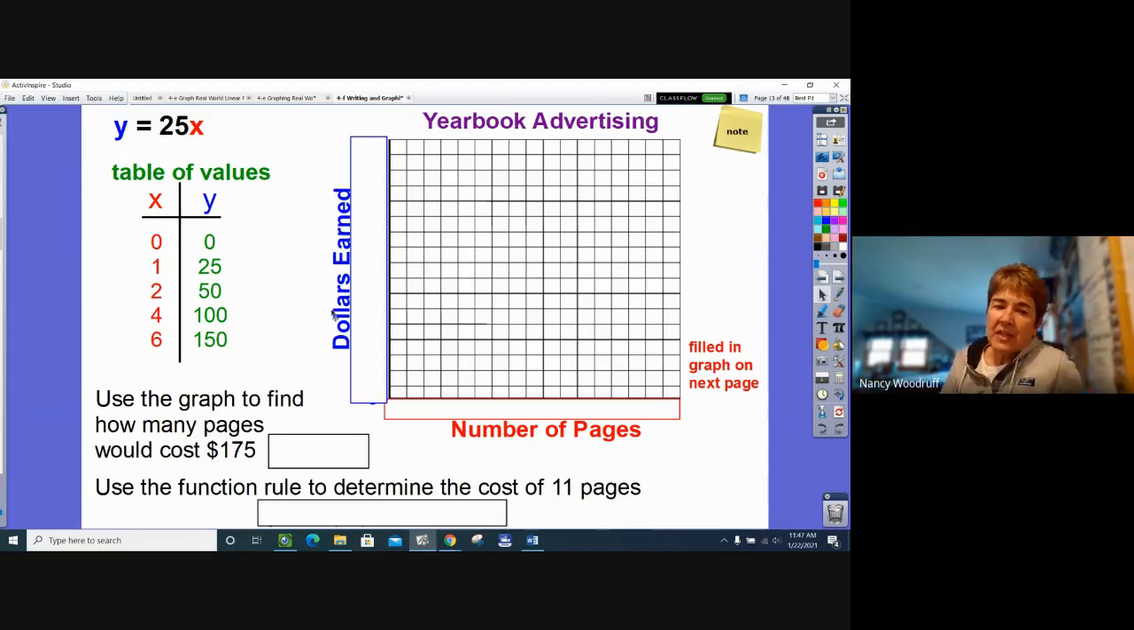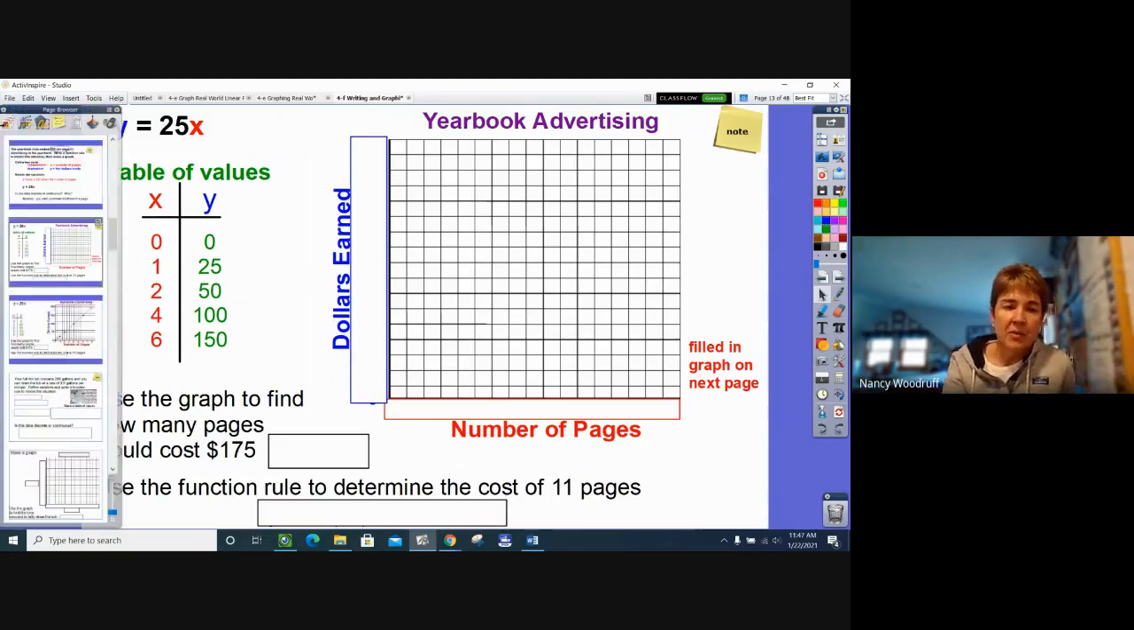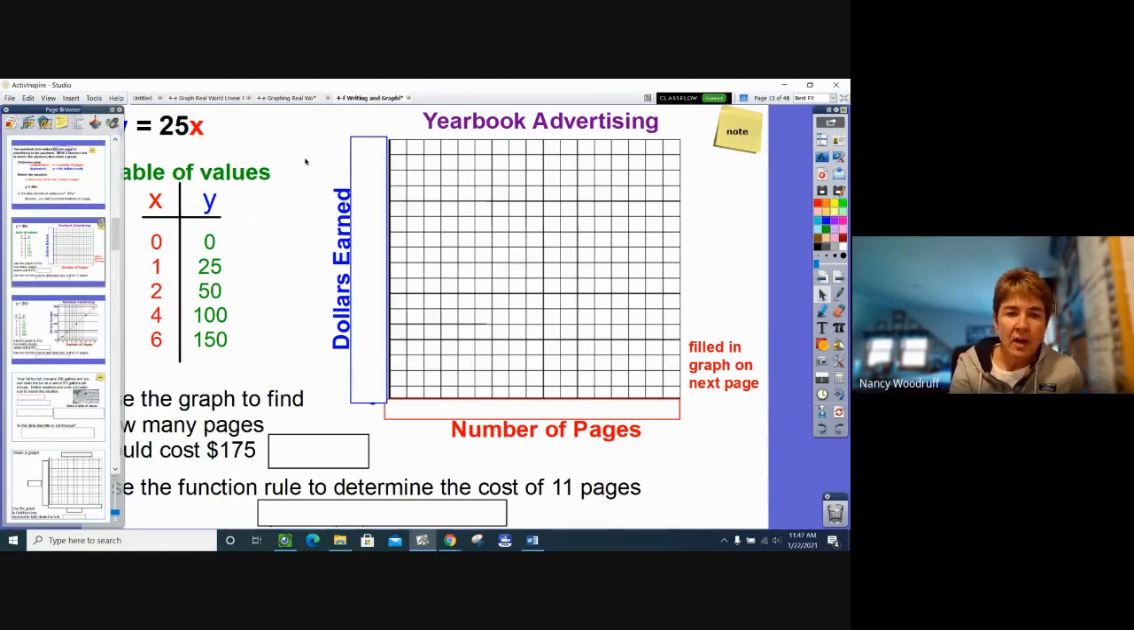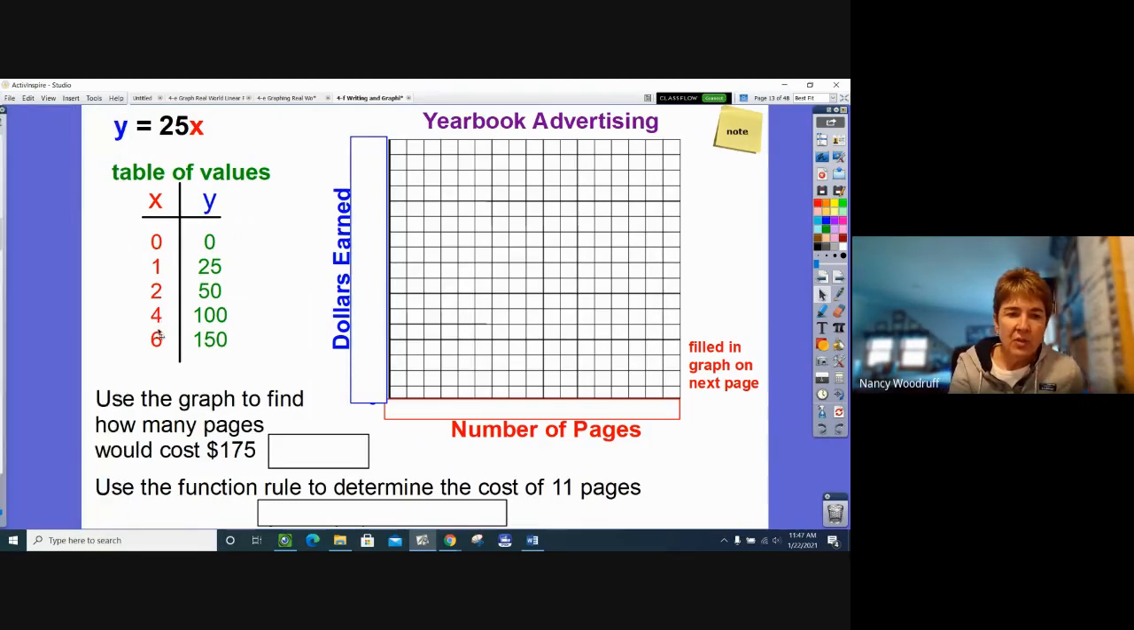So now we have to decide on a scale. And I want you to think about it. Now look over here, we're going 0, 1, 2, 3, 4, 6, there's not like 100. So we really just need to get up to 6. And so what you'll see I'm doing is every 2 blocks is 1. And then 2 more blocks would be 2. And 2 more blocks would be 3. Why don't you make that same scale to match mine?